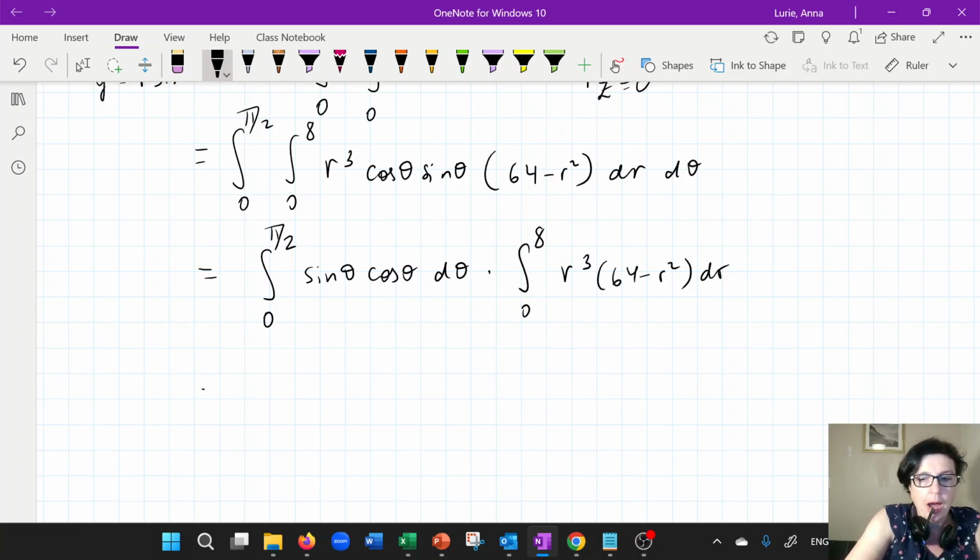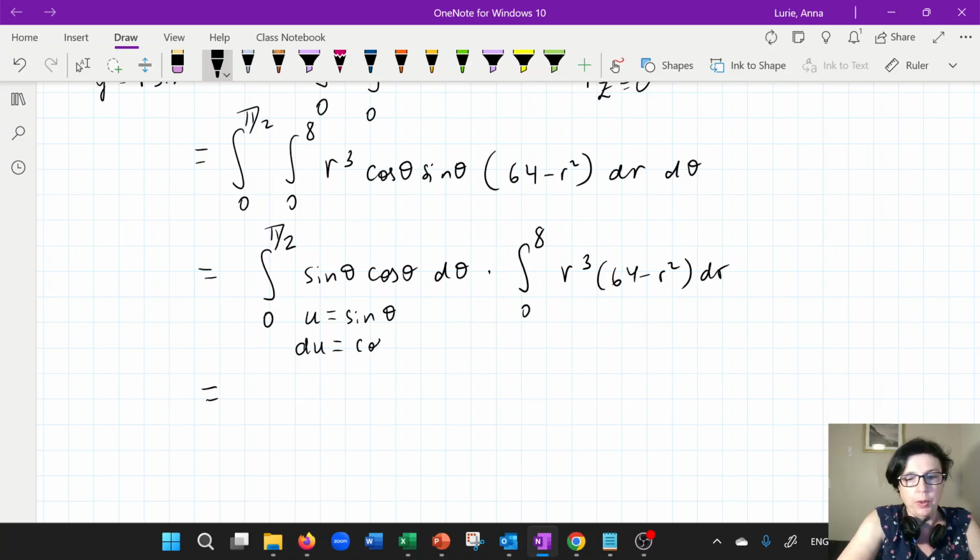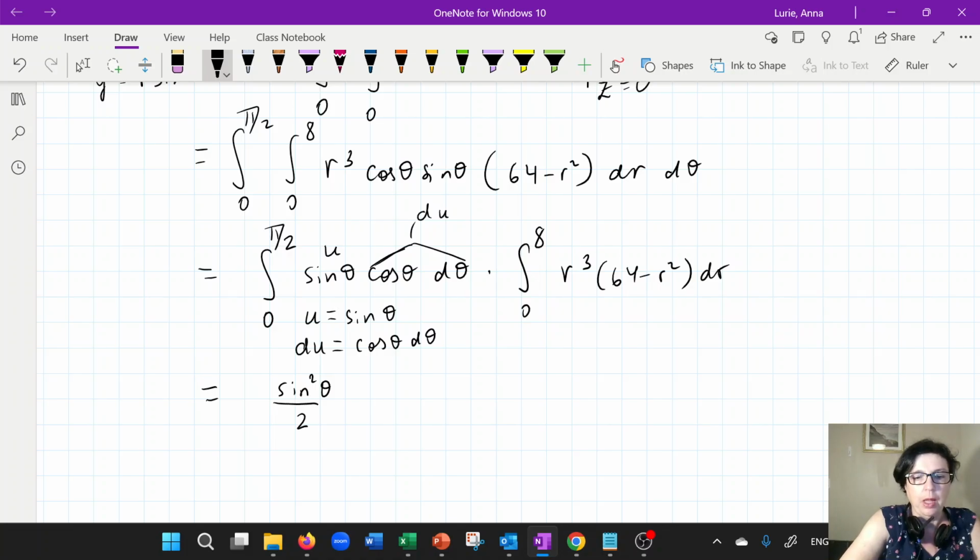All right. How do we handle that? The first integral is handled by substitution. u equals sine theta, and that means that du will be cosine theta d theta. So this is a very simple integral. This is u, and then all of that is just going to be du. And so the integral of u du will just be u squared over 2. But because u is sine theta, I'm going to get sine squared theta over 2. And then I'm substituting 0, pi over 2.